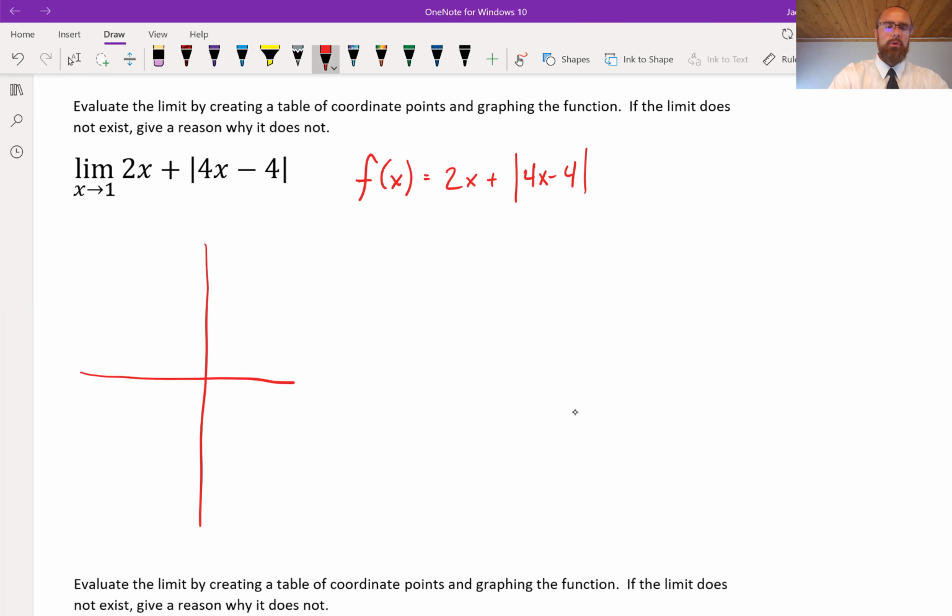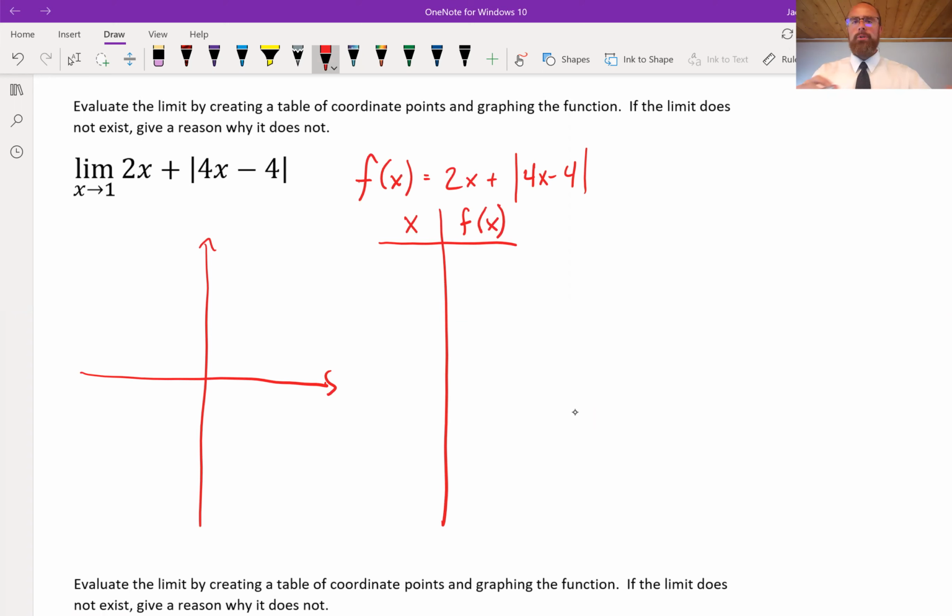And I also want to look at the table. So in fact, we'll really consider that opposite. I'm going to create the table and use that to graph a sketch of this function. And then we'll make a more defined table in order to evaluate the limit by a table.